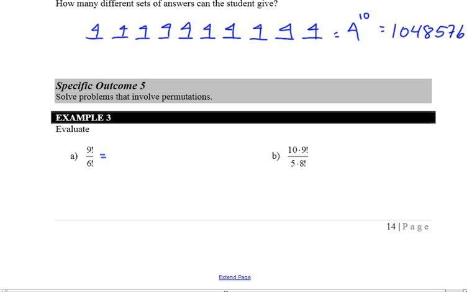So here, 9 factorial over 6 factorial. If we want to simplify this without using our calculators, we take the larger factorial and we're going to expand it. So start with the larger one, and expand it until we get to the smaller. So how could we write 9 factorial instead?